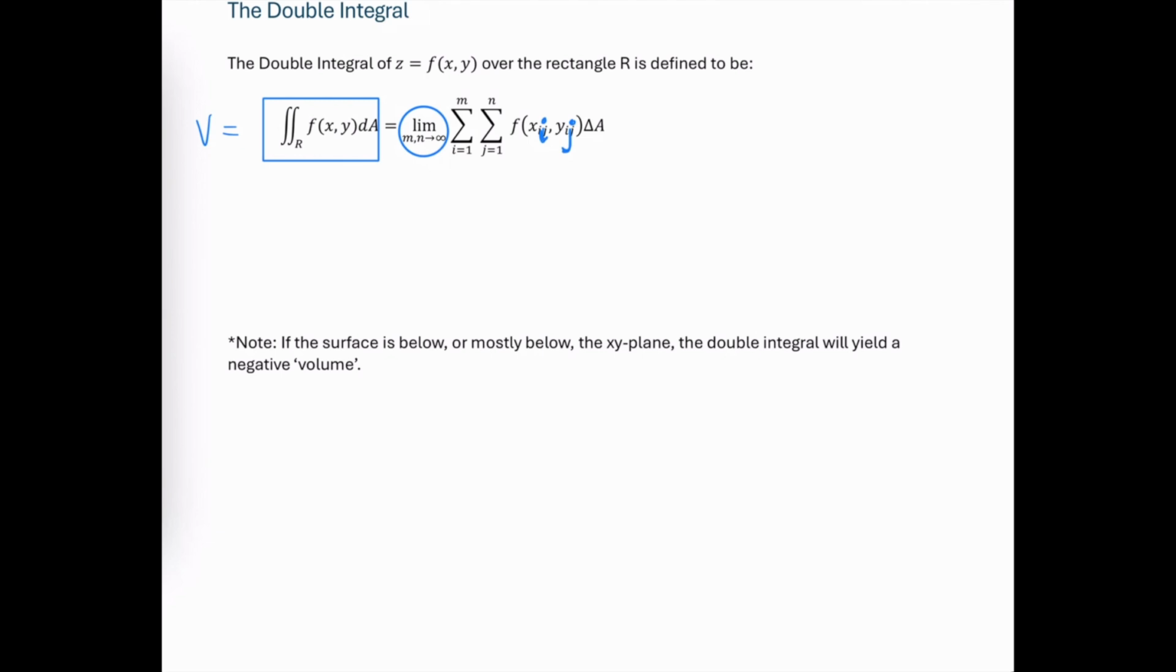Now, notice that if we have all of these surface values above the xy plane, then the outputs of the function are positive, which would give us an overall positive volume. But if some of that surface is below the xy plane, or even mostly below the xy plane, we would end up with an integral yielding a negative value, and that just means that the volume of the surface is mostly under the plane, but it can still be considered a volume.